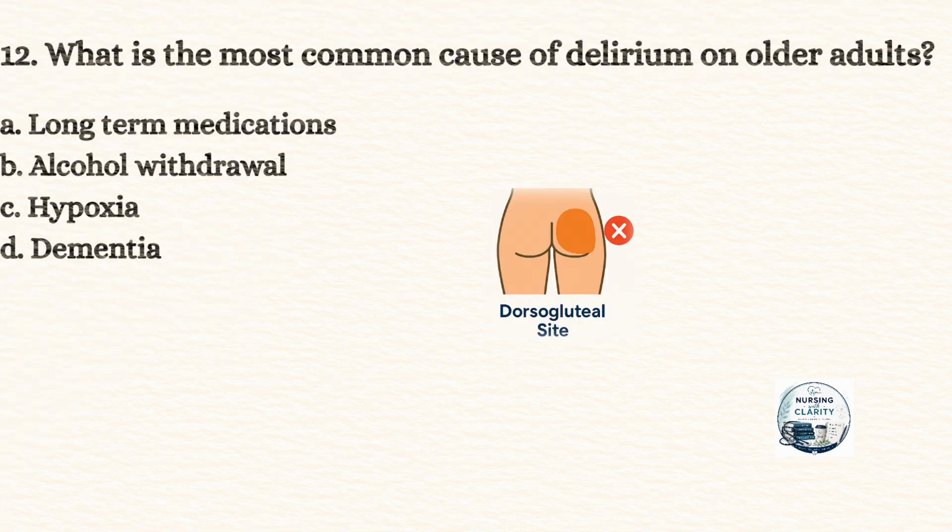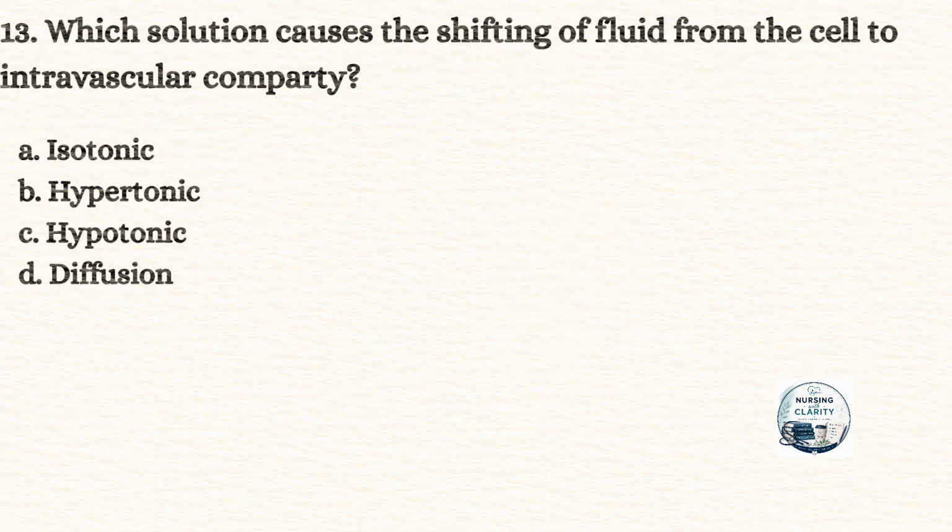The 12th question. What is the most common cause of delirium in older adults? A. Long-term medicine. B. Alcohol withdrawal. C. Hypoxia. D. Dementia. The correct answer is D. Dementia. Dementia is the most common predisposing factor for delirium in older adults. Although not a direct cause, it makes the brain more vulnerable to acute stresses like infection, drugs, or dehydration.